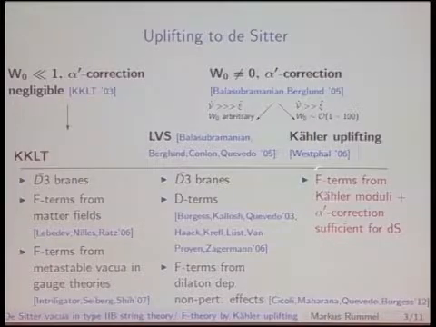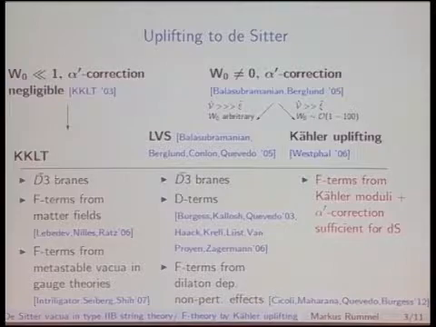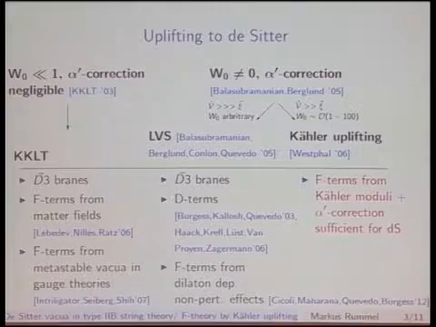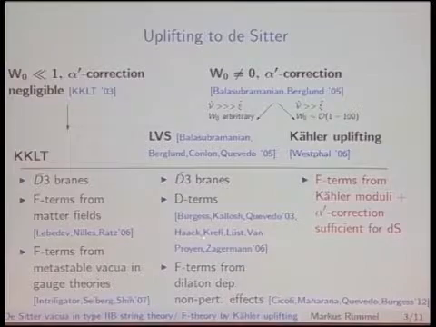the F terms. And here you first end up in an anti-de Sitter vacuum, and then there are various ways to uplift. For example, anti-D3 branes, F terms from matter fields, F terms from gauge theories, and in the large volume scenario you can also use D terms, which are not available in KKLT because the F terms are 0, so D terms are also 0.